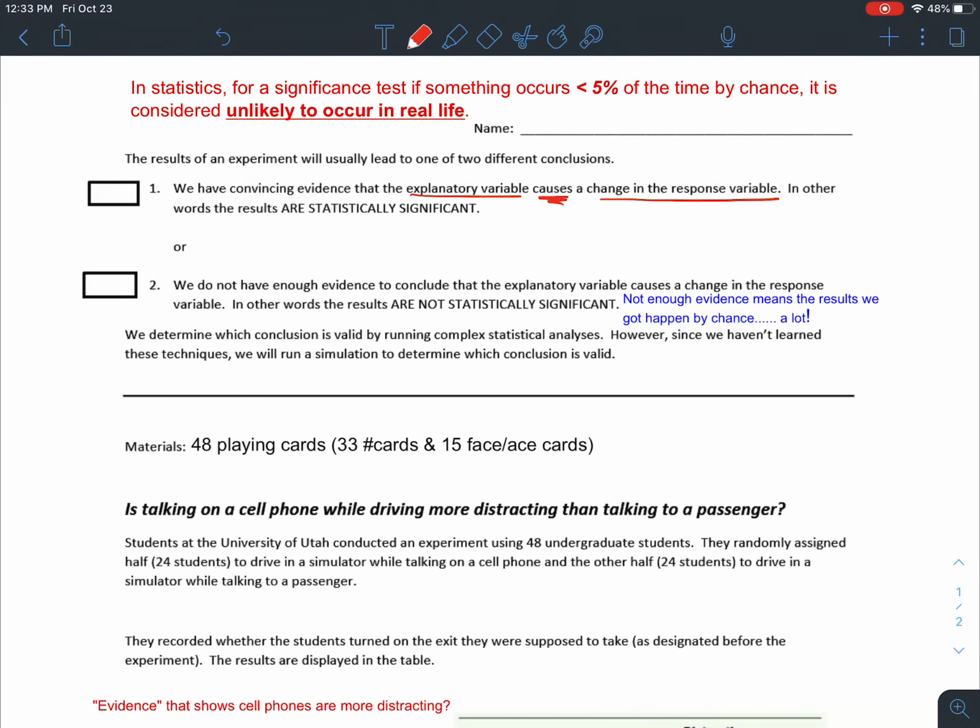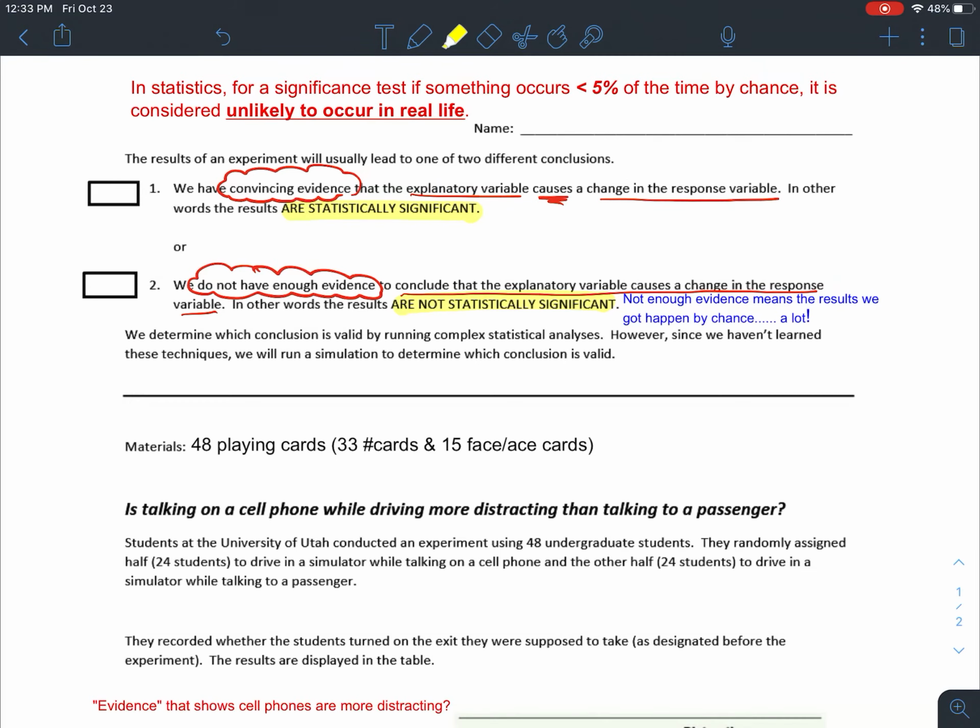When you can say that the explanatory variable is causing the change in your response variable, that's when we can say that we have convincing evidence. And it also means that your results are considered statistically significant. The other option is there just might not be enough evidence for you to conclude that the explanatory variable is what's causing the change in the response variable, and that's when our results are not statistically significant.